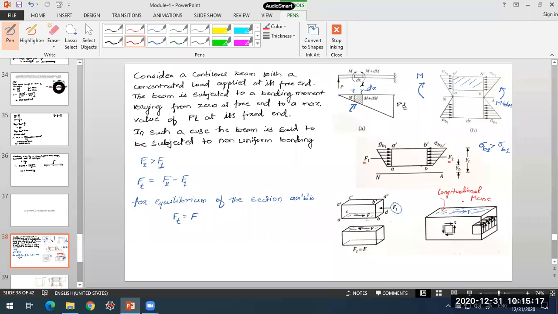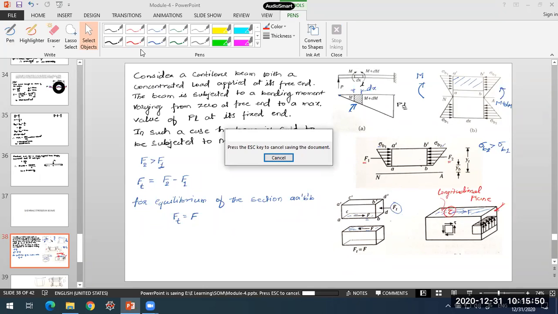This is my longitudinal plane, and on this longitudinal plane we will have shearing stresses tau acting over here. This is the transverse plane, the cross section of the beam. Now, what I am interested in is finding these shearing stresses on the longitudinal plane of the beam. So we are going to derive the equation for shearing stresses in the beam when it is subjected to non-uniform bending.